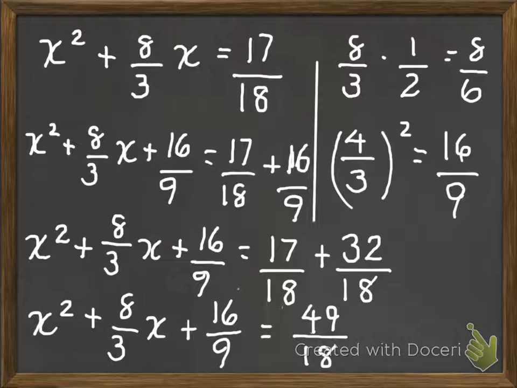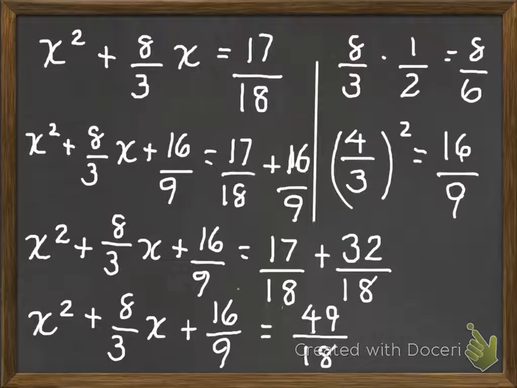Well, divided by 2 is the same as timesing by a half, so I'm going to go on the side here. 8/3 times a half, and I get 8 over 6. 8 over 6 reduces to 4/3, so I do that first, and I square it. 4 times 4 is 16, 3 times 3 is 9, I have 16 over 9.